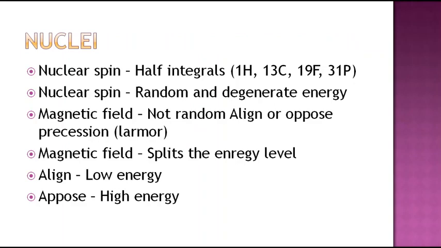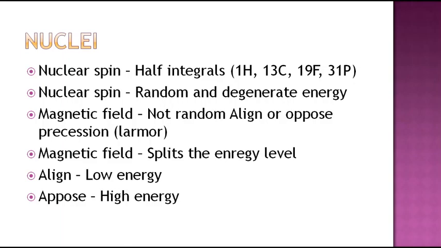Nuclei, nuclear spin, usually half integral: proton, carbon 13, fluorine 19, phosphorus 31, this kind of nucleus. And every nucleus has a spin. When it spins, it has an energy and a frequency with which it spins. But usually we record proton. If all the protons have almost the same energy, degenerate energy, and all the energy levels are degenerate, then how can we excite one energy level to another?